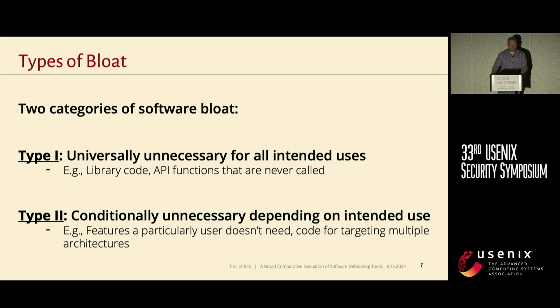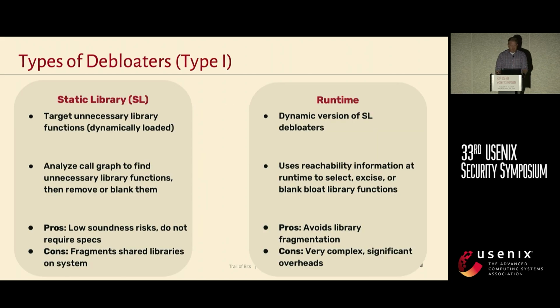Type 2 bloat is conditionally unnecessary, depending upon the end user's use case. This typically manifests as a consequence of feature bloat. Everyone who's used Microsoft PowerPoint, for example, to make these presentations knows that probably 80% of the features in that program are features you're never going to use. Various debloaters have been built to try and tackle these two types of bloat.